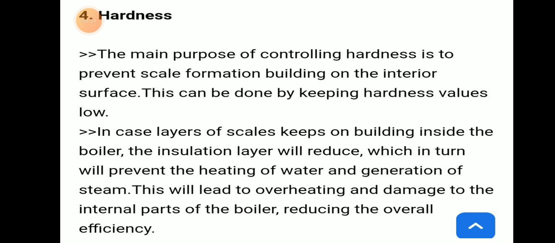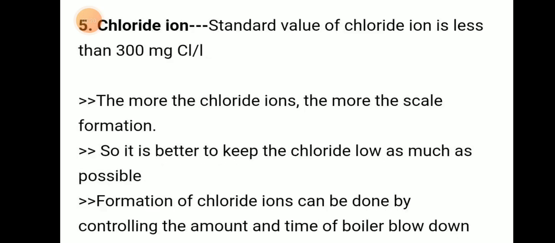The insulation layer will be reduced, which in turn will prevent the heating of water and then the generation of steam. If the scales are formed layer by layer, then the insulation layer will be reduced. So the heating of water will reduce and generation of steam will also get reduced. This will finally lead to overheating and damage to the internal parts of the boiler, thus reducing the overall efficiency.